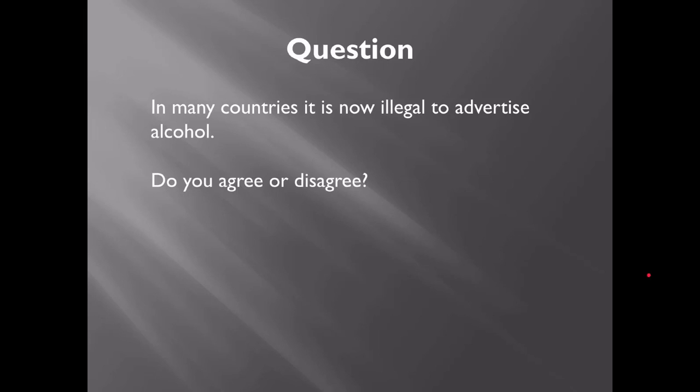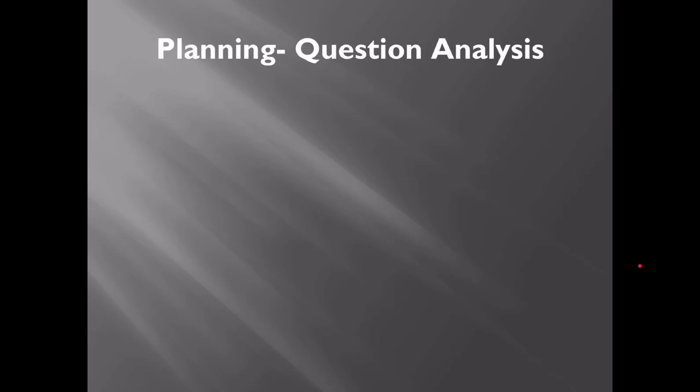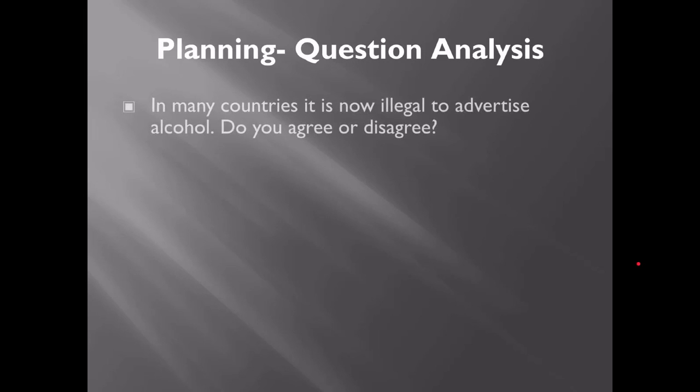So this is the question we're going to use. So let's plan this together. The first thing that we need to do is fully understand the question. We're going to look at the overall topic. What is the overall topic? Well, the overall topic is alcohol and the advertisement of alcohol. So we need to understand the topic words so that we don't just write everything we know about advertising alcohol. We need to look at the specific keywords.